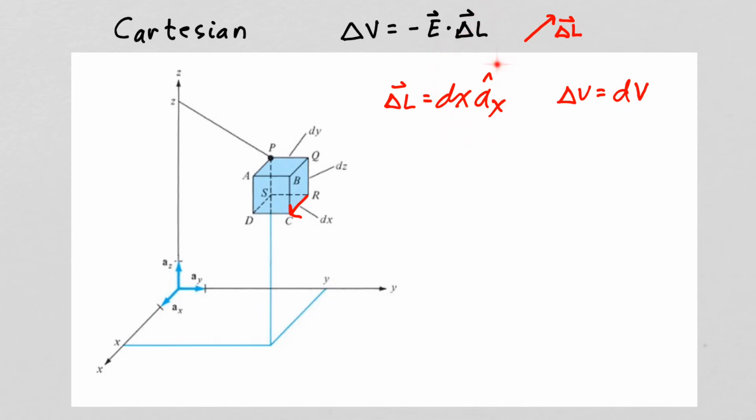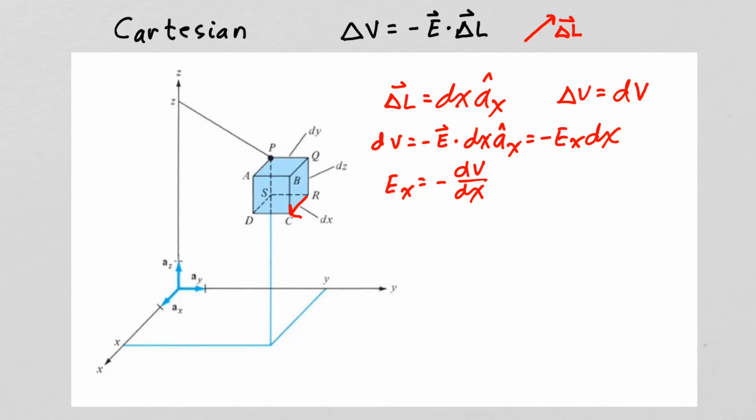Let's substitute for delta L and delta V. We have the dot product between the electric field intensity and a unit vector in the x direction, which will just give us the x component of the electric field intensity. We can solve for E sub x and find that it is equal to minus dV/dx.